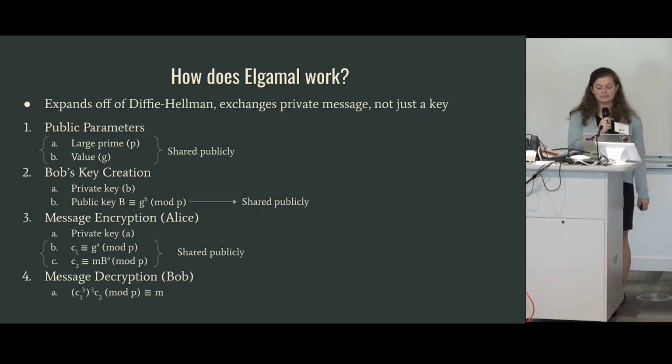Next, Alice randomly generates her own private key, called A, and computes two values. C1 is congruent to G to the A power mod P, and C2 is congruent to her message times capital B to the A power mod P. She publicly shares C1 and C2. Finally, Bob decrypts Alice's message by finding the multiplicative inverse of C1 to the lowercase b power, times C2, mod P. This value ultimately equals M.